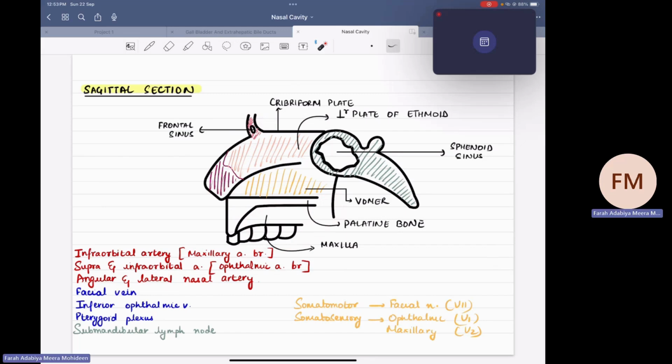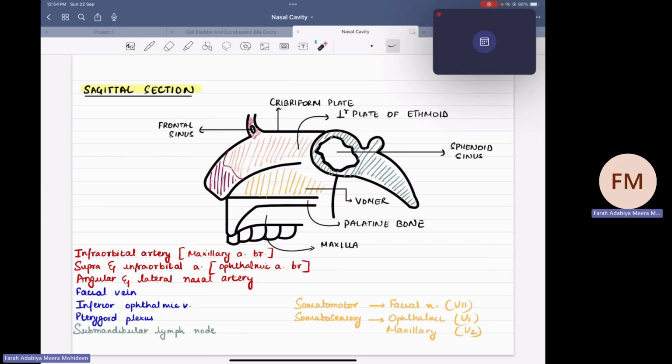Now, the arteries that supply this particular part of your nasal cavity would be your infraorbital artery, supraorbital artery, angular nasal artery, and your lateral nasal artery. All of these are branches from either your maxillary artery or your ophthalmic artery, which come from either your external or internal carotid artery. Now, the veins that drain this particular part of your nasal cavity are your facial vein, inferior ophthalmic vein, and your pterygoid plexus. You can also find submandibular lymph nodes here.